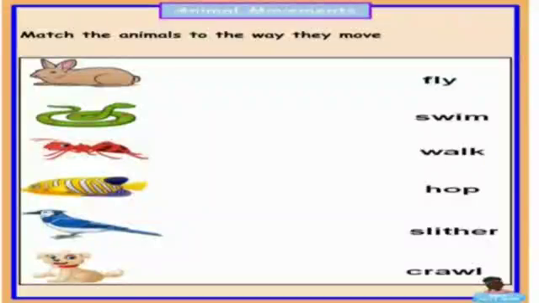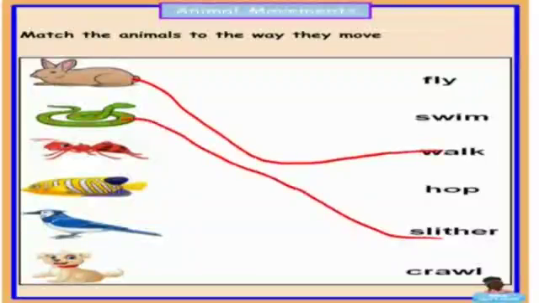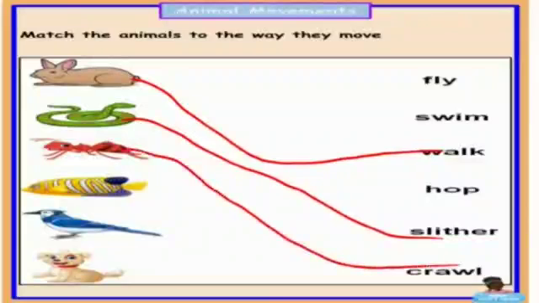See, I have matched the animals to the way they move. I hope you can match this also. See here what is given. First is rat. Then snake, slither. After that, ant, crawl on the ground.